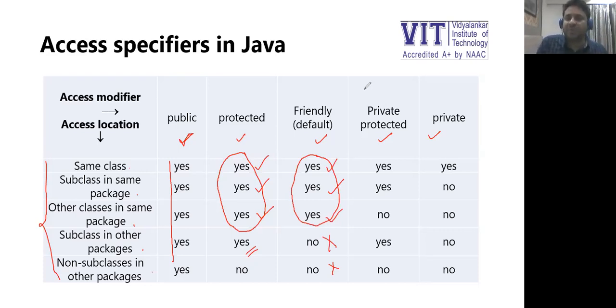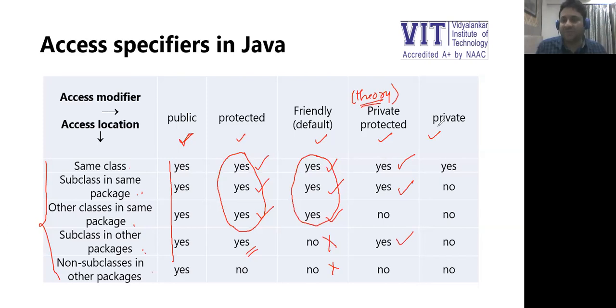Now there is something called private protected, which is actually in theory. You do not declare it, it is conceptual. So if it is private protected, it is accessible in the same class and only in subclass. It is only in subclass of the same package and subclass of the other package. Means a private protected cannot be accessed by non-subclass, be it same package or other package.